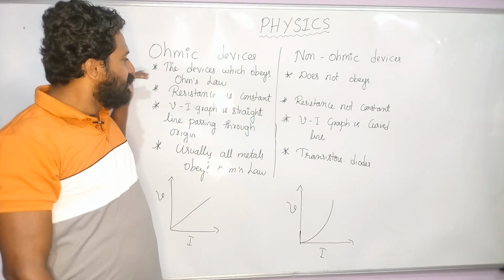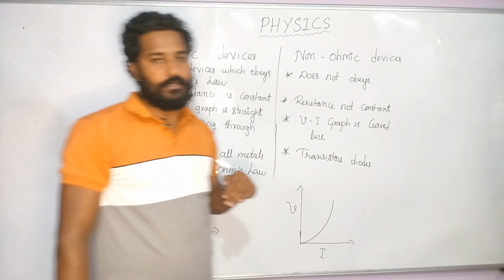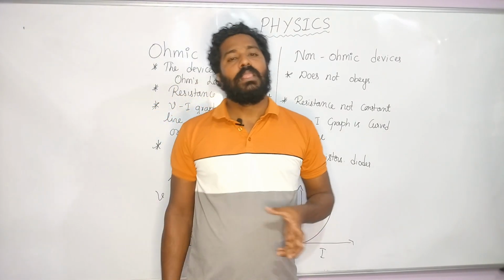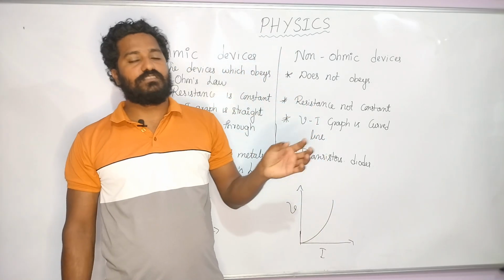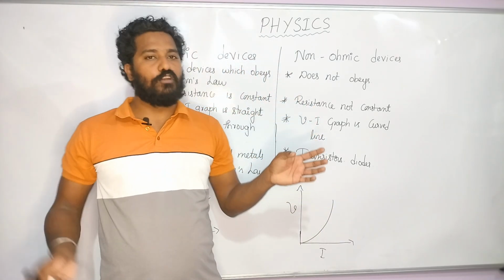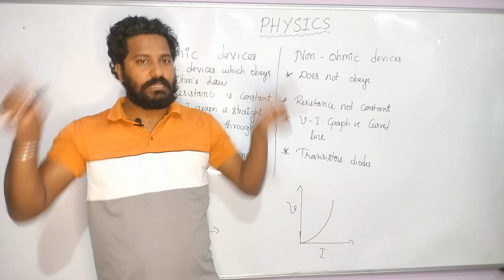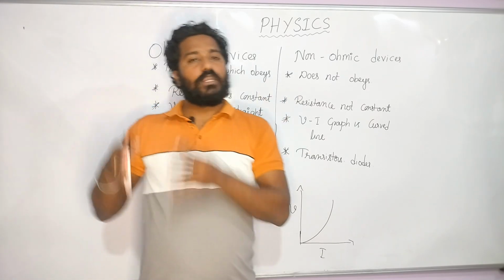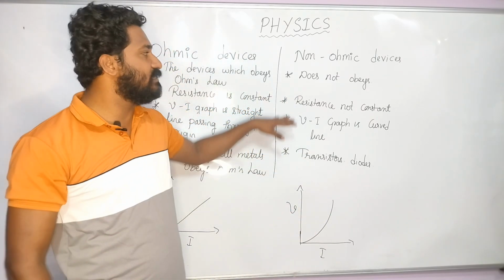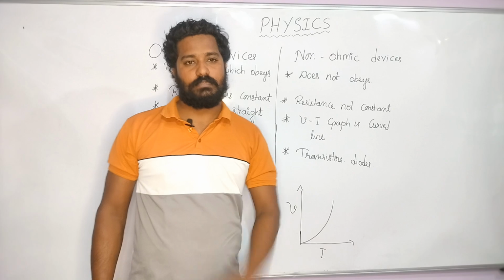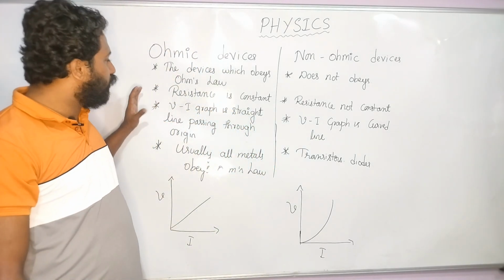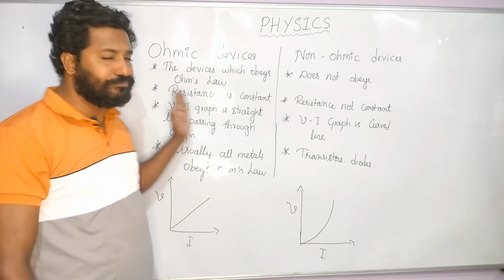The next difference is that resistance is always constant for ohmic devices. If you increase the voltage, the resistance of the system always remains constant. But for non-ohmic devices, the resistance is not constant. And the third difference is the VI graph.